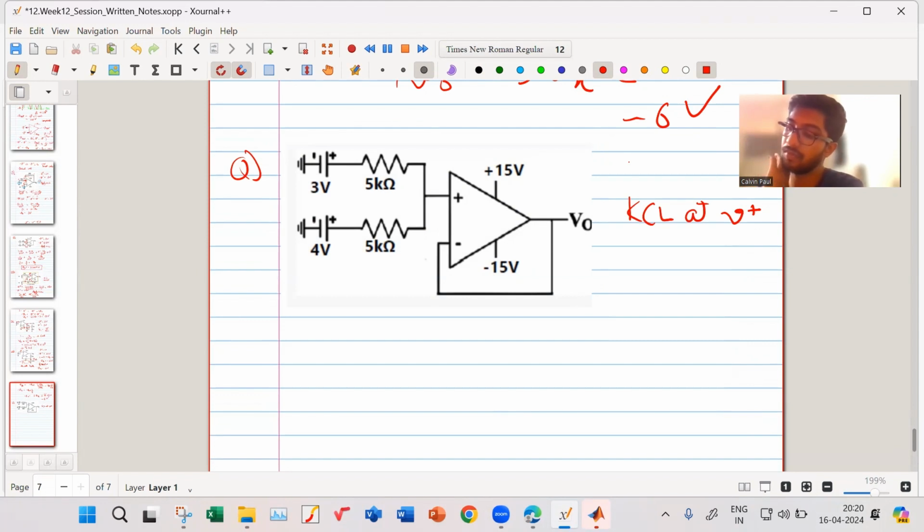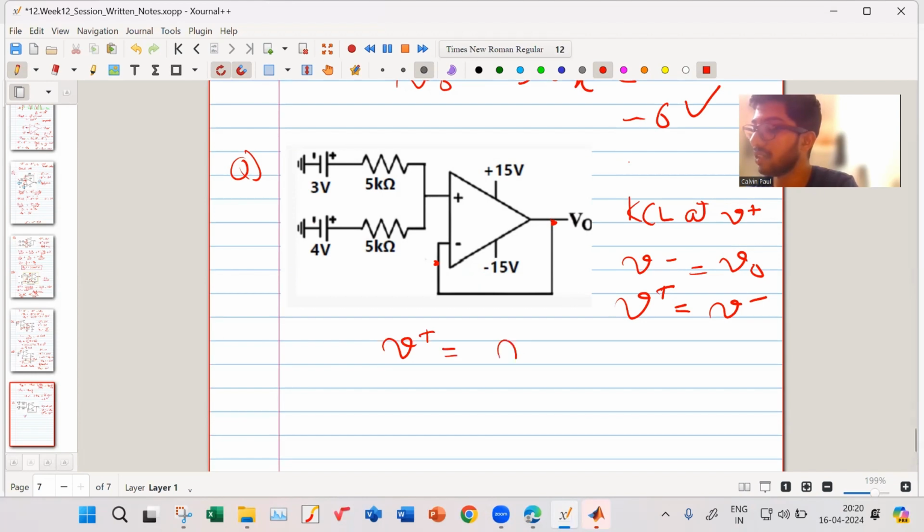So we write (V0 minus 3)/5 plus (V0 minus 4)/5 equal to 0. First, you must know that V minus is equal to V output. This node and this node are the same; it is shorted. Then your V plus is equal to V minus based on the virtual ground concept. That means V plus is actually equal to V output. Now I apply KCL at V plus.